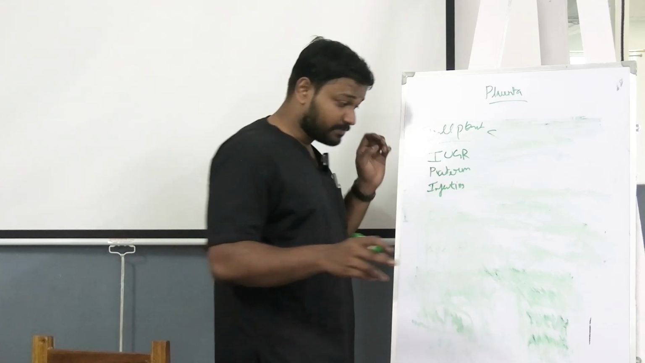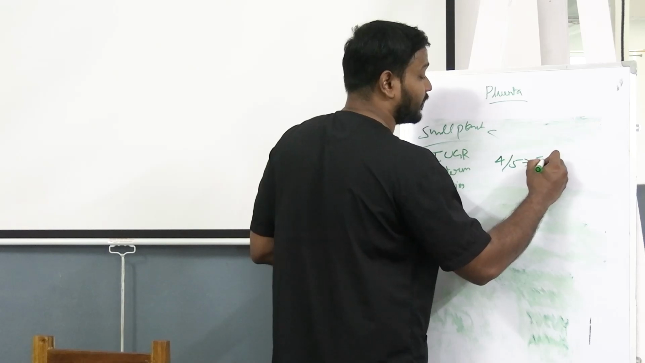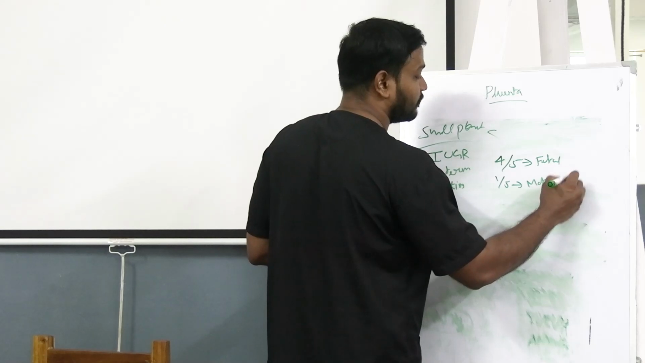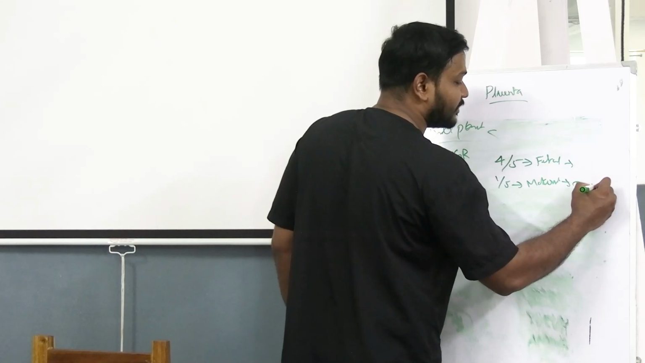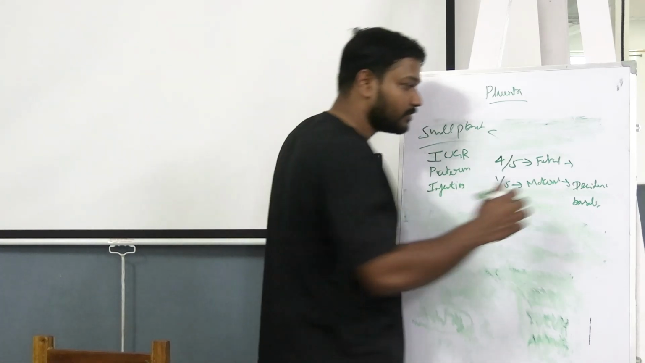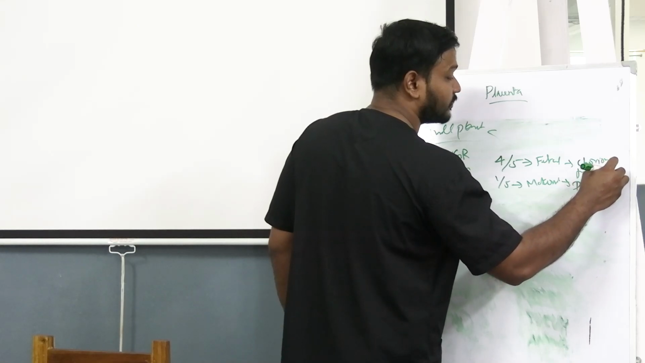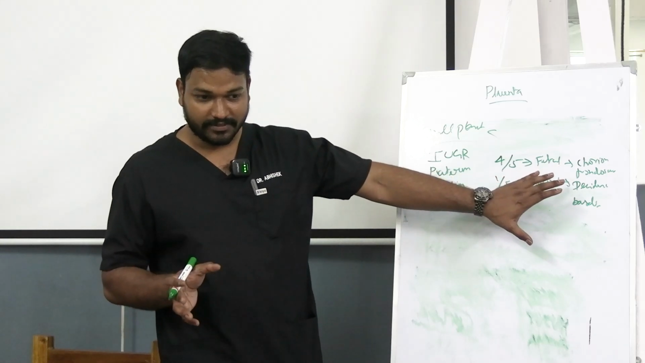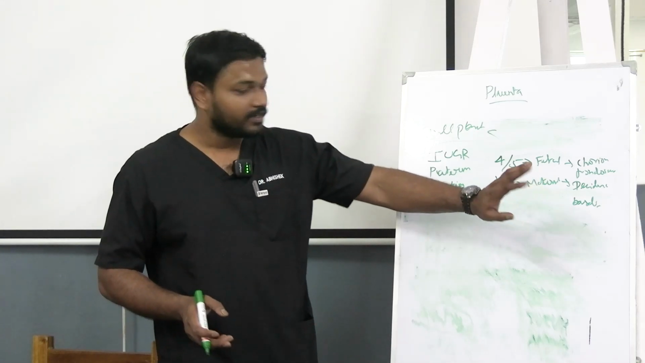Out of this placenta, 4/5 is fetal component and only 1/5 is maternal component. The maternal component is derived from the decidua basalis. The fetal component is derived from the chorion frondosum. So 4/5 of the placenta is fetal derivative from chorion frondosum, and 1/5 is maternal component derived from decidua basalis.